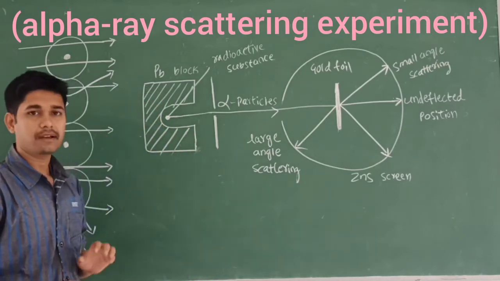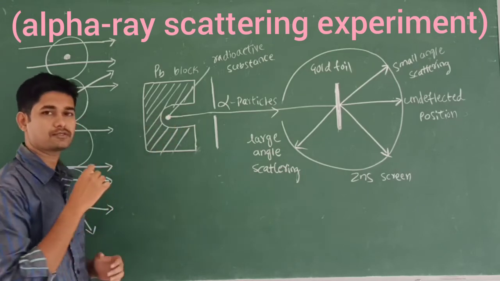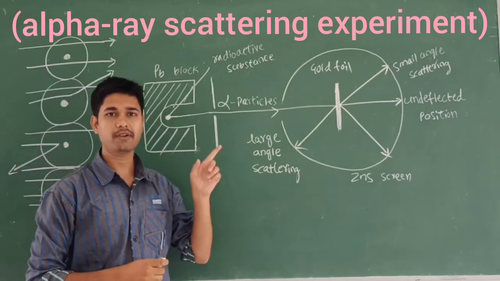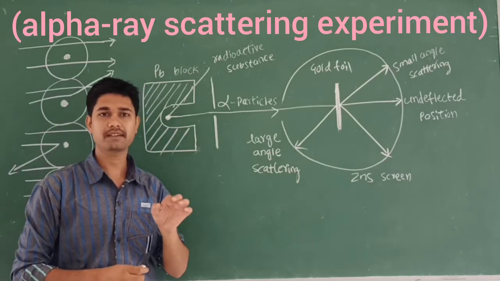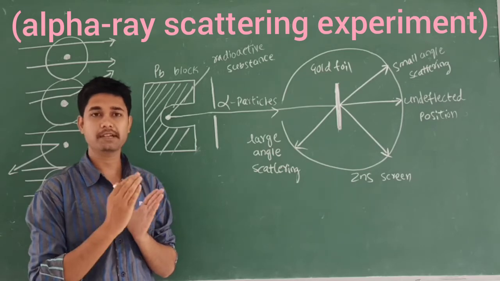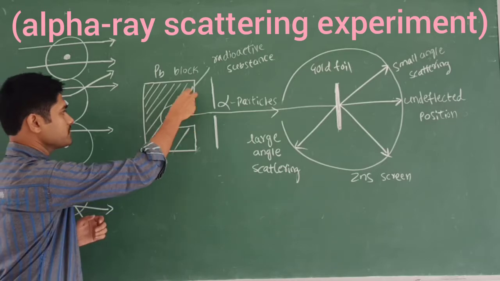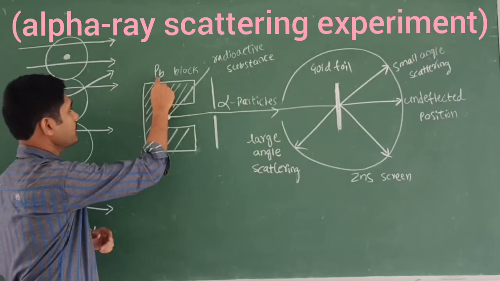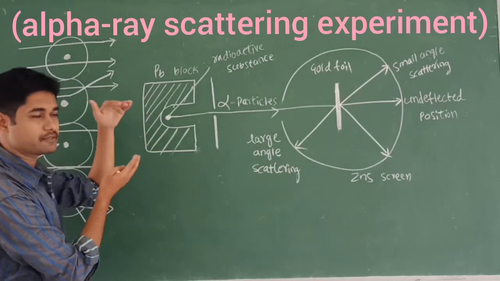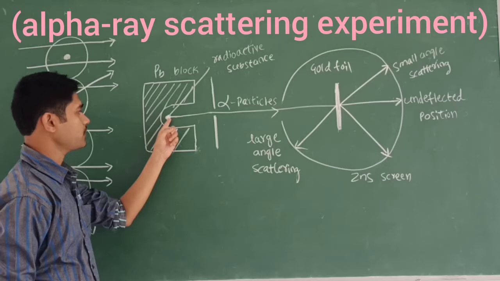So in that experiment, he is going to take what is called a radioactive element. He has chosen the radioactive element because it always emits alpha particles. They have the capacity to emit alpha particles, and this radioactive element will be enclosed in a lead block. That box is made up of lead, and the radioactive element is going to be enclosed in that box. So this is called the radioactive element.